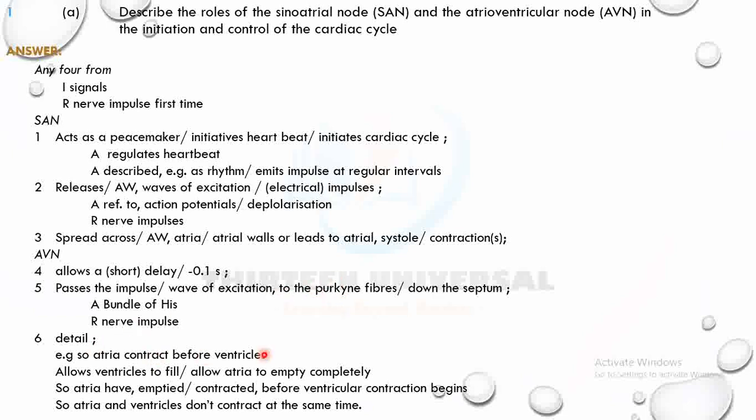So the atria contract before the ventricles, which allows the ventricles to fill and allows the atria to empty completely. The atria have to empty or contract before ventricular contraction begins. So the atria and ventricles don't contract at the same time. So that is the AVN for you.